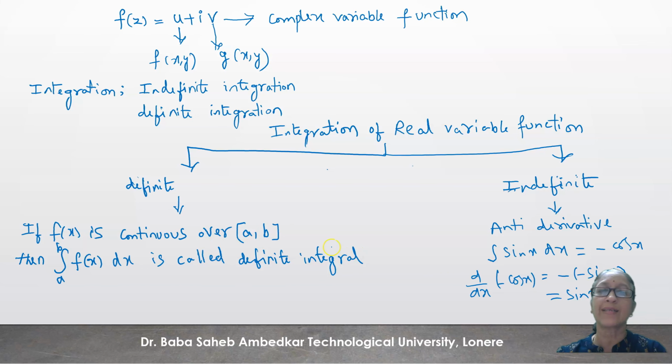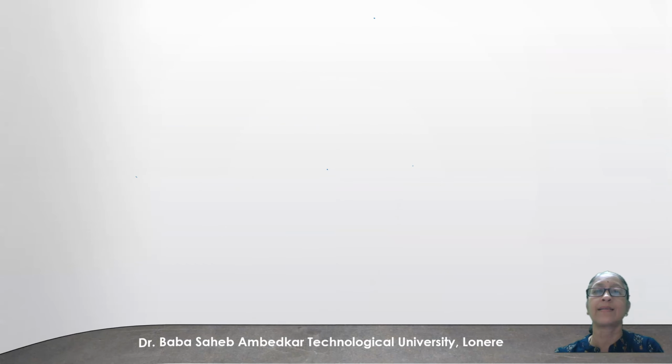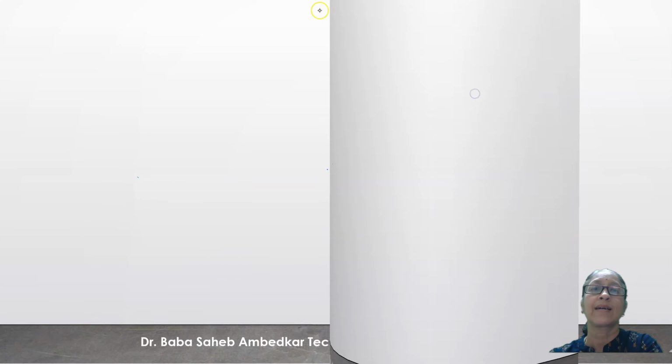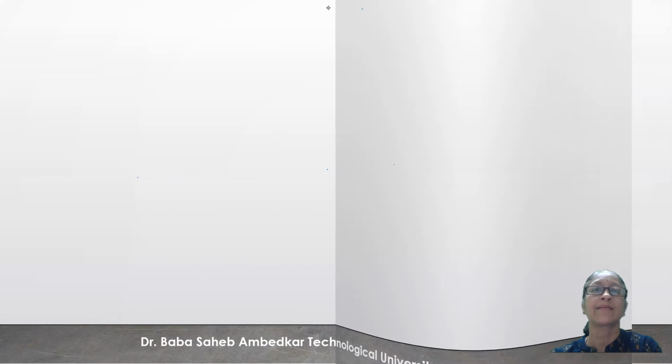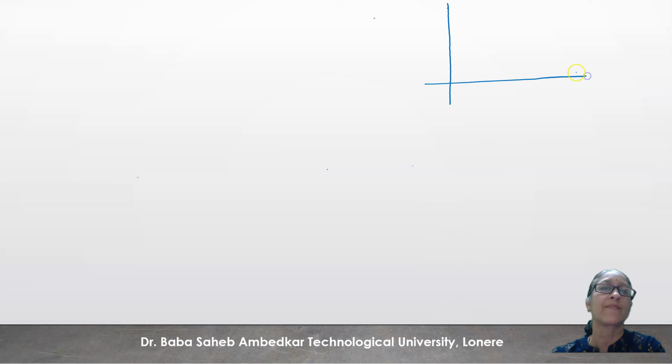So if you consider this in another manner, if you consider the x-axis and y-axis, this is the origin. If you consider a curve f(x), then this point is A, this point is B. Then the area bounded by this curve and x-axis is nothing but the definite integration of f(x).